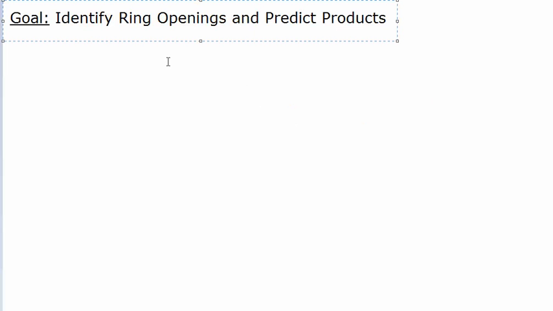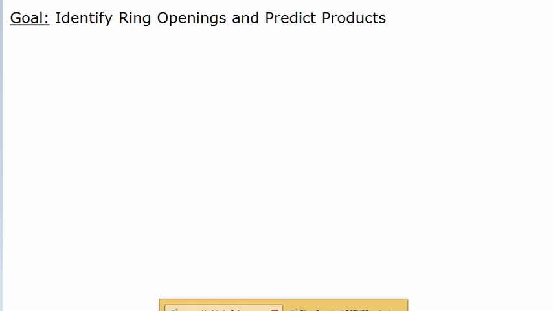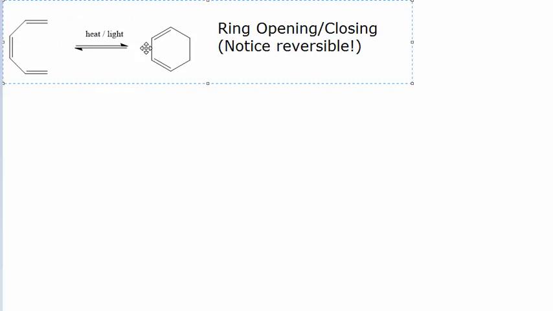Alright, so today let's talk about the theory of a pericyclic reaction that is called the ring opening or the ring closing. Today's goal is going to be identify ring openings and closings and be able to predict the products based on the theory that we're going to go over in today's lecture. So the general way the reaction works looks like this.